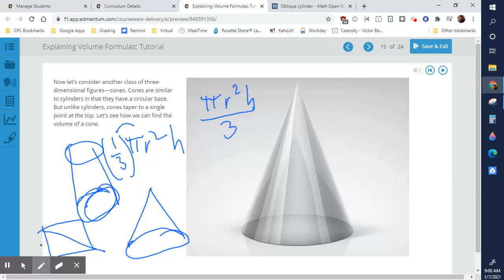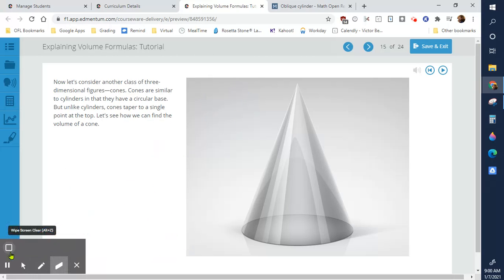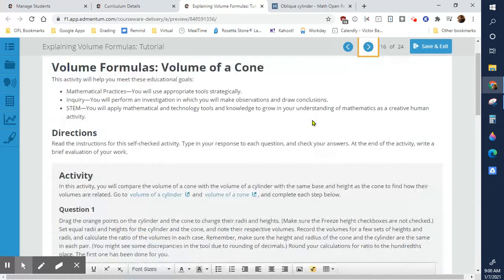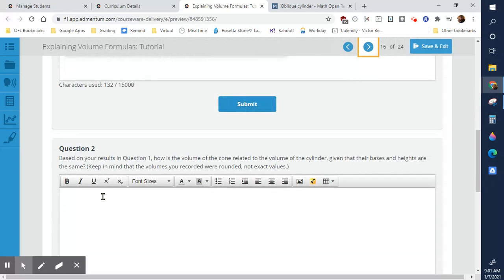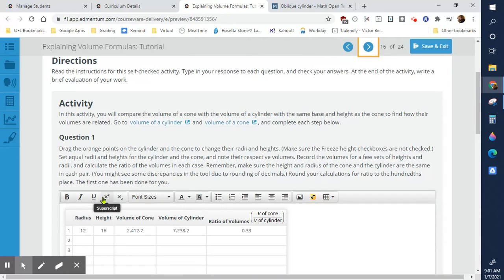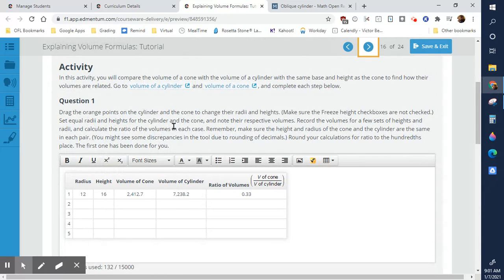Let me erase this before we move on. So we're going to look at this, and they're going to want us to do several of these. I'm going to do 2 in the interest of time for this video. That way you don't see me just plugging in a bunch of numbers. So let's go into the simulator. First I'm going to fill out the ones for the cylinder, and then I'm going to fill out the ones for the cone.